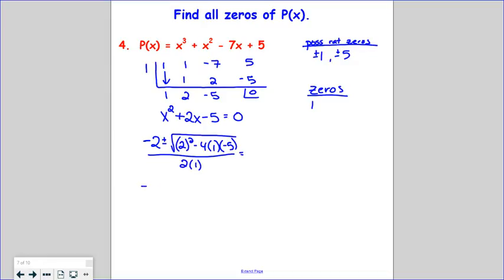And cleaning that up, -2 plus or minus, and again, everything's going to be exact. And so I can use my calculator a little on this, but that would be just to type this in, because if I type the radical in, it's going to give me a decimal. 2 squared is 4, plus 20 is 24. Biggest perfect square that goes into that would be 4.